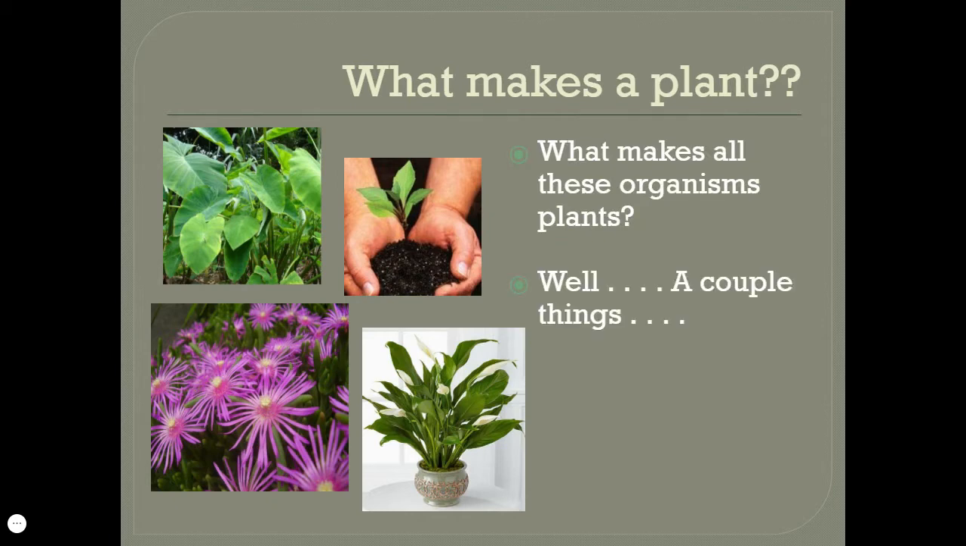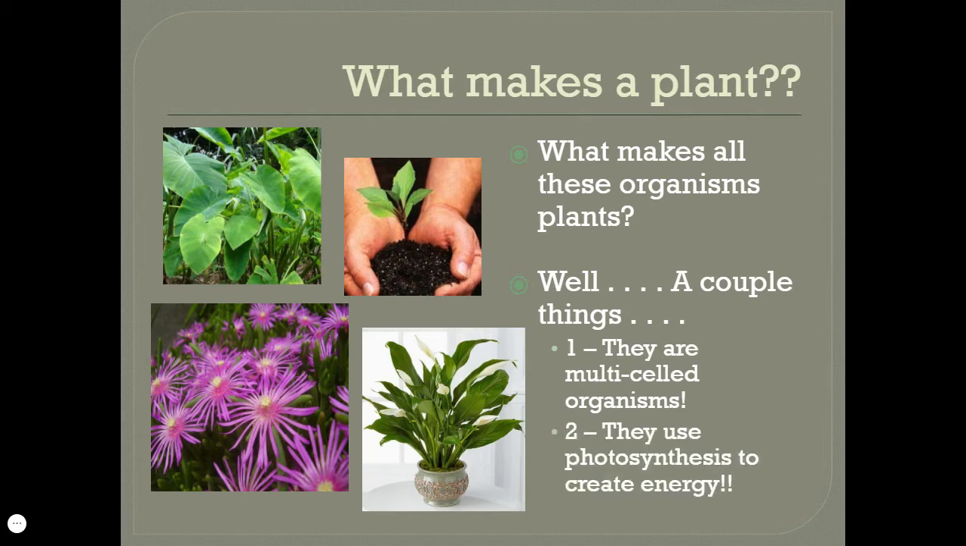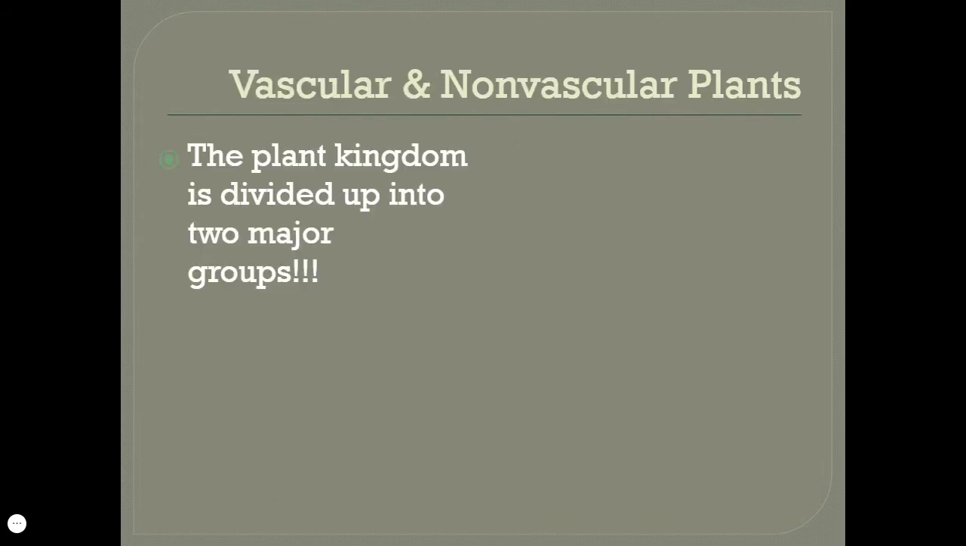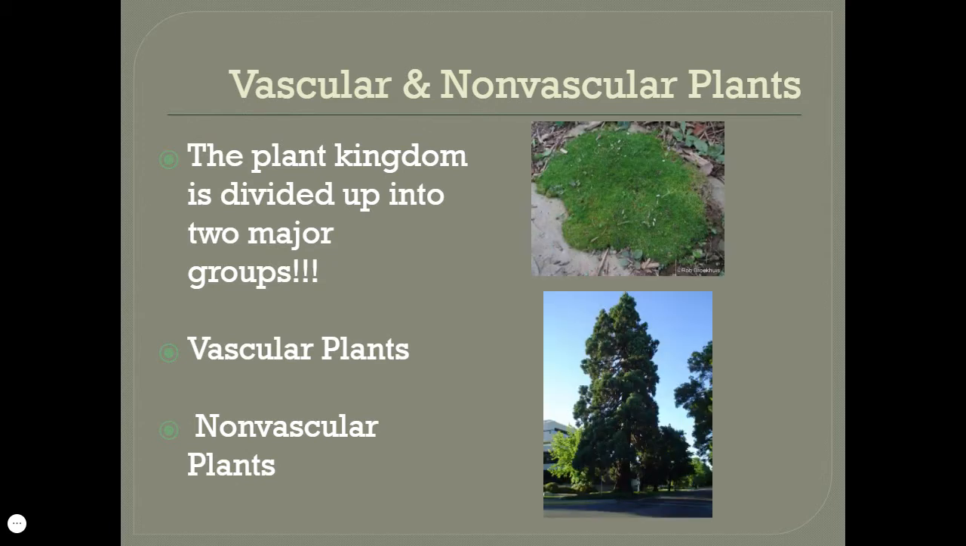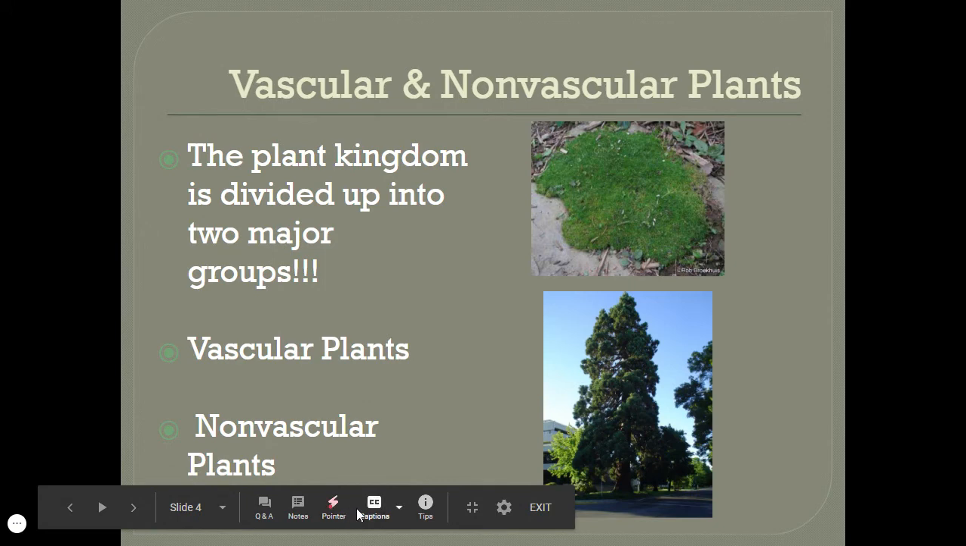There are a couple of things that make plants plants. They're multi-celled organisms, so they're made up of a lot of cells, and they use photosynthesis to create energy. So the plant kingdom itself is divided up into two major groups, and those groups are vascular plants and non-vascular plants. And here are two examples. This top example is a non-vascular plant, and the bottom example is a vascular plant.